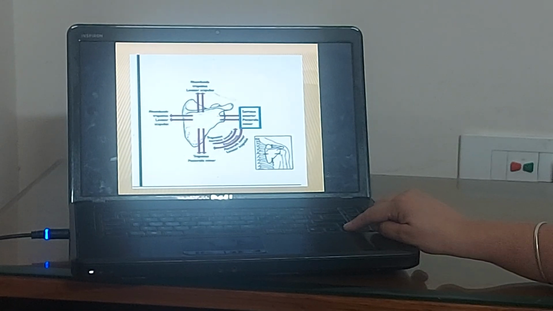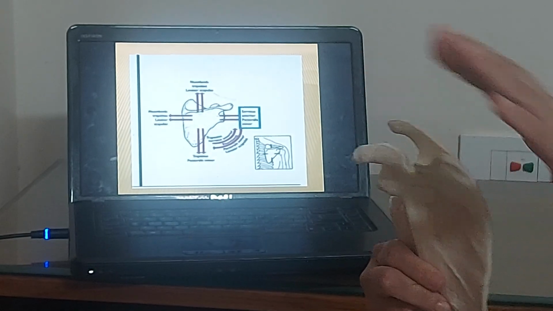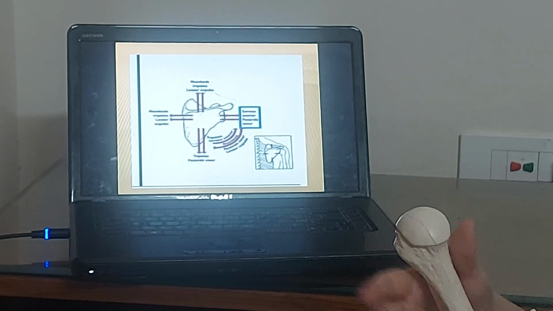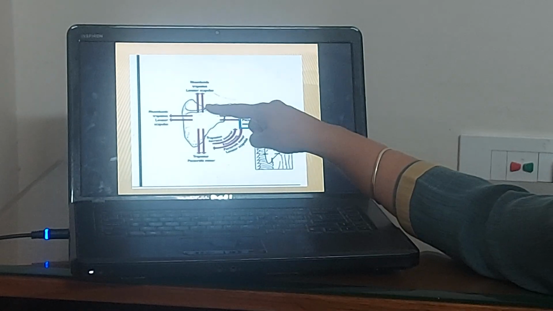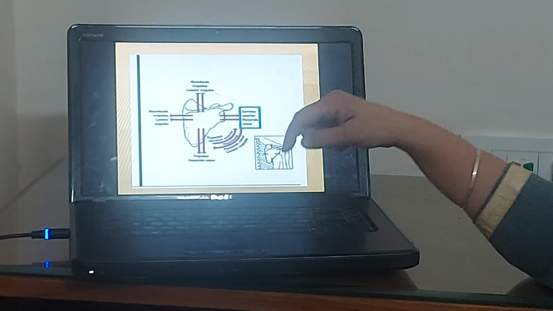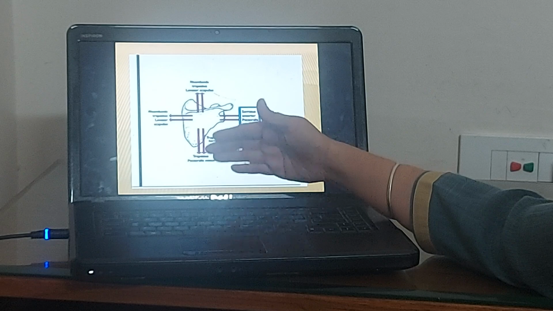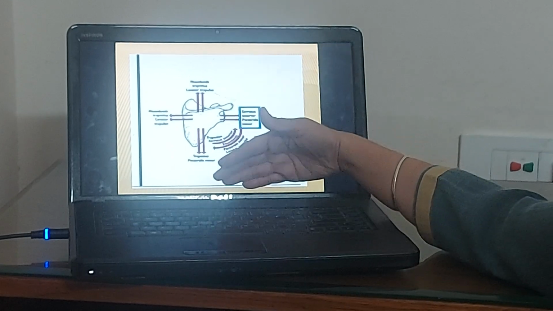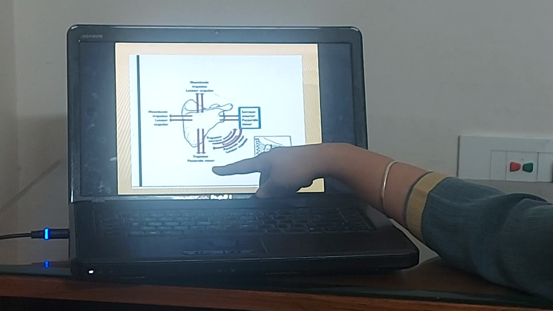Now what about these muscles? If this range of motion is happening, there are some muscles also which are working. Now to understand the muscles, this diagram is very good. If you can see, the elevation part is done by rhomboids, trapezius, levator scapulae. The depression or the inferior gliding part is done by trapezius and pectoralis minor.